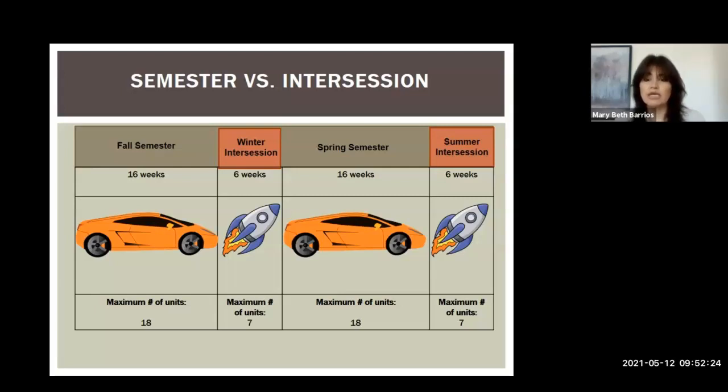So in the fall and spring, the maximum amount of units is 18. For the winters and summers, you can only take 7 units.